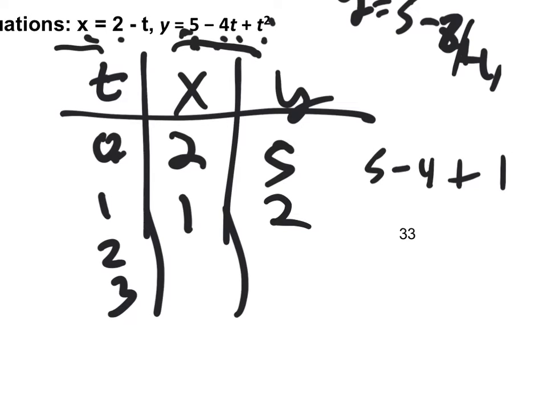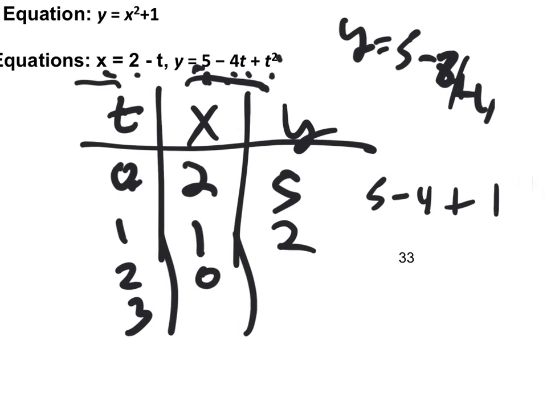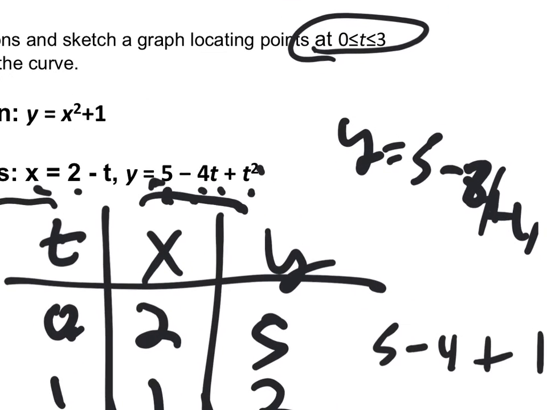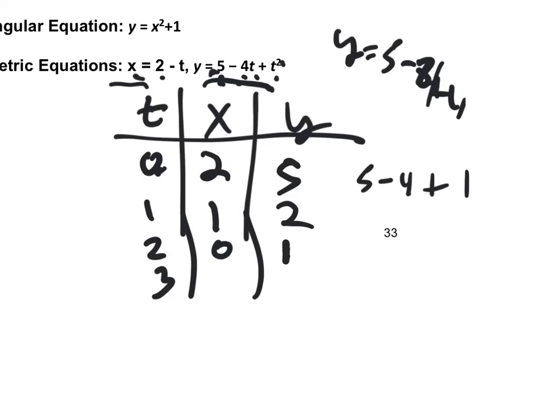And when you plug in the 2, what do you get? For X, you get a 0. For the Y, I did not do it yet. Plugging in a 2, 1, I think. 5 minus 8 is negative 3. Negative 3 plus 4, a 1. You're right. See, I can do math. You're good.